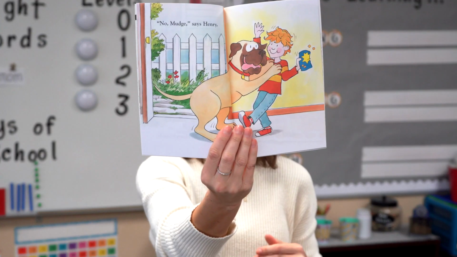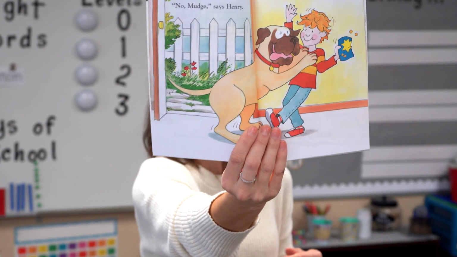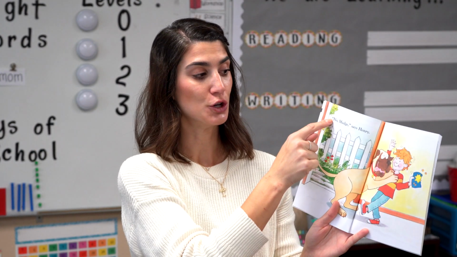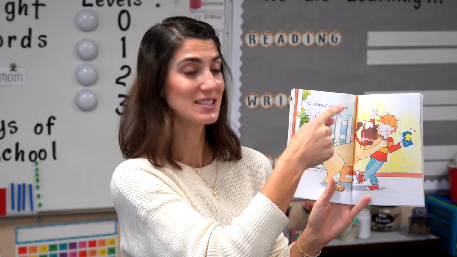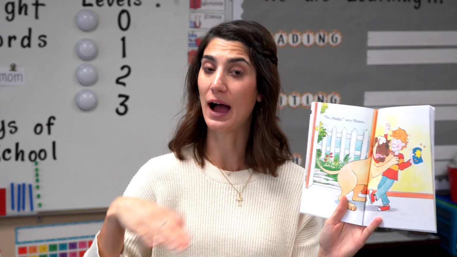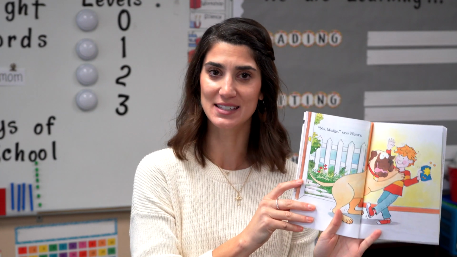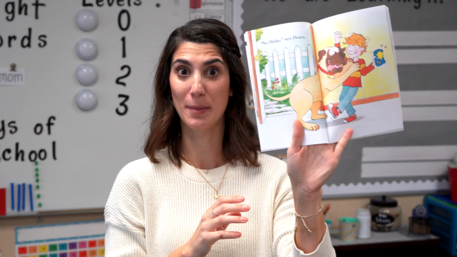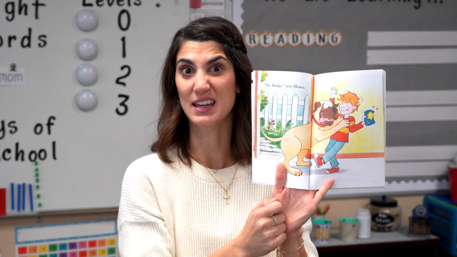"No, Mudge," says Henry. Oh, what do you see? There's quotation marks. So around the part where it says, no, Mudge, there are quotation marks. And another hint that I have is after it says that, it says Henry. So that word says is telling me that that is Henry talking. So now I'm going to reread it again using my character voice. "No, Mudge," says Henry, especially because I'm looking at the picture and Mudge is jumping on Henry trying to get his snack. So I need to change my voice to fit how I think Henry is sounding because again, it's dialogue.